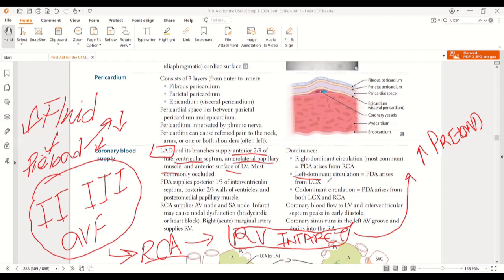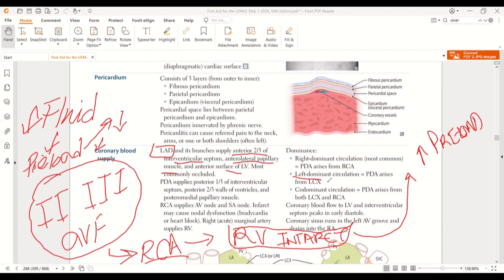Okay, so another high-yield topic present in this slide is the coronary blood flow. They give you a scenario and ask in which phase of the cardiac cycle the left ventricle receives blood, in which phase of the cardiac cycle?